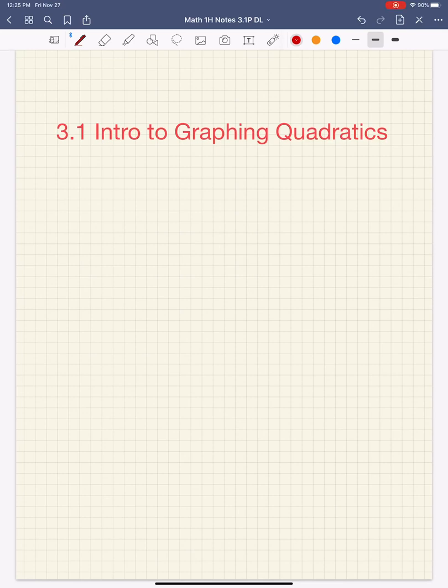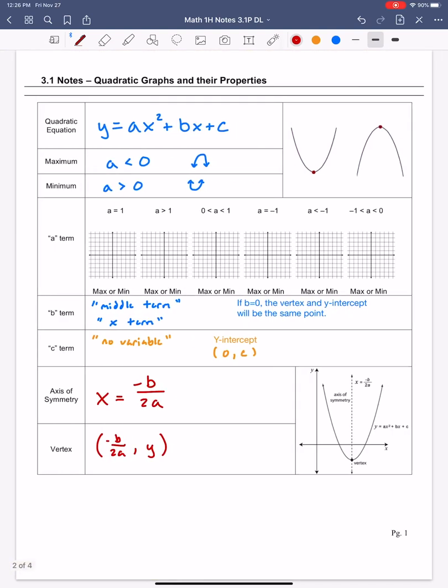Okay, we're going to jump into lesson 3.1, which is going to be on the intro to graphing quadratics here. So we're going to start to look at parabolas. These are going to be our U-shaped graphs here. And a couple things to point out.